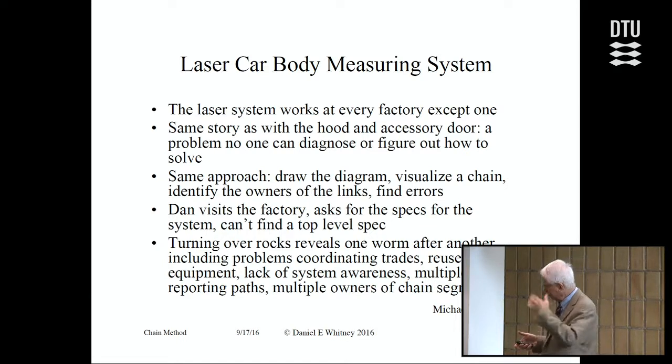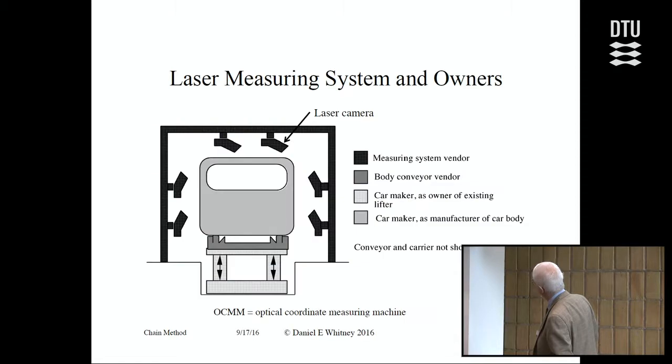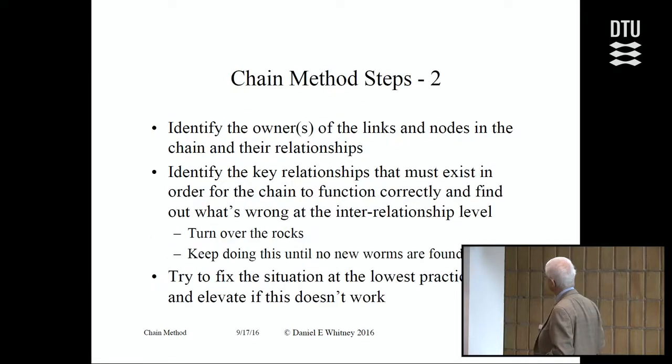Why was there no top-level spec? Because the car company insisted on reusing one piece of its old equipment. And the vendor of the system said, that's it, we will not guarantee the system. Okay? And that's why there was no top-level spec. Turning over the rocks. Well, that principle number 1 is to turn over the rocks. Okay?